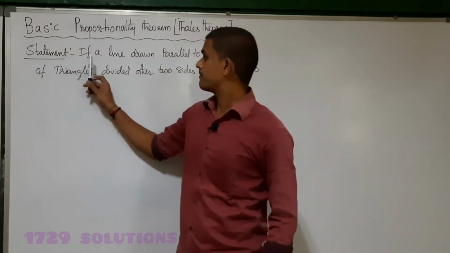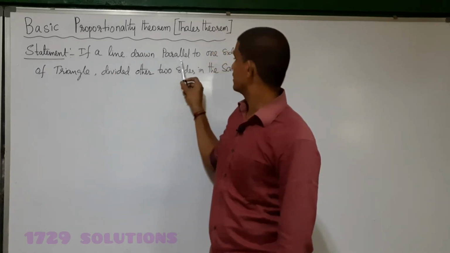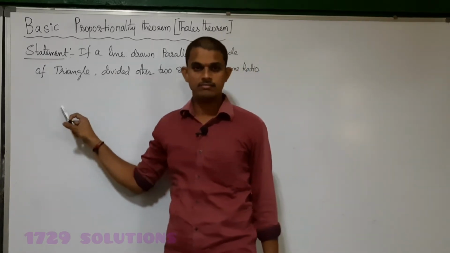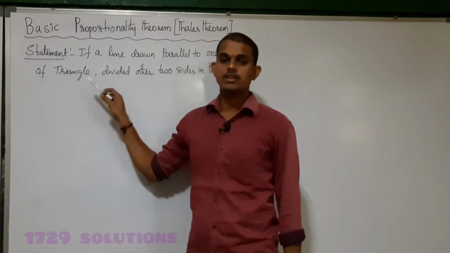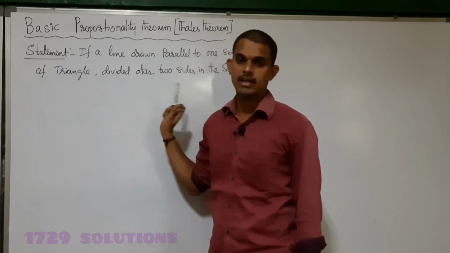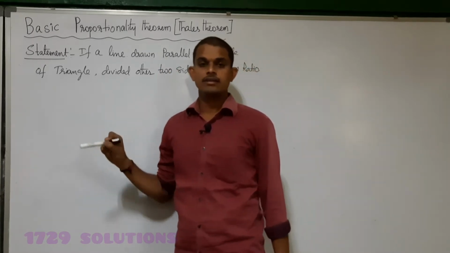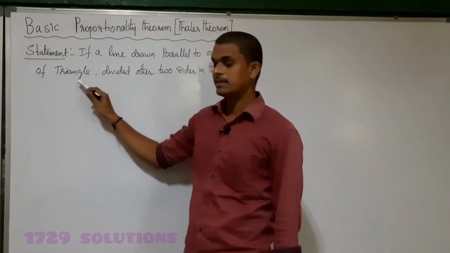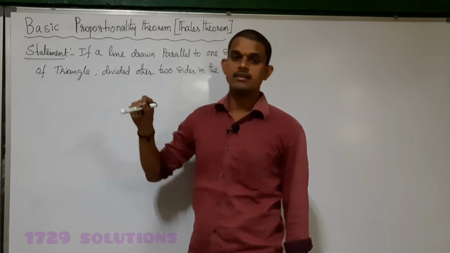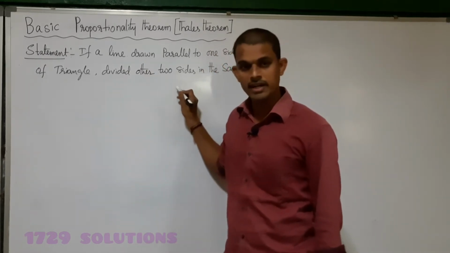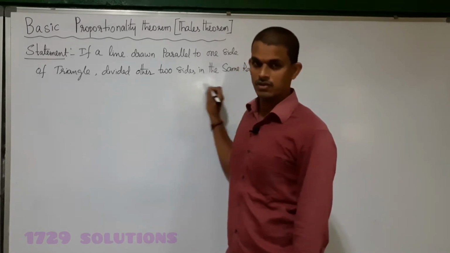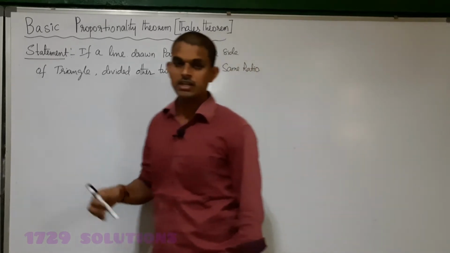See the statement: if a line is drawn parallel to one side of a triangle. There are three sides of a triangle. You can choose any one side and draw another line which is parallel to that side. Automatically the line divides the other two sides in the same ratio. We want to show this.